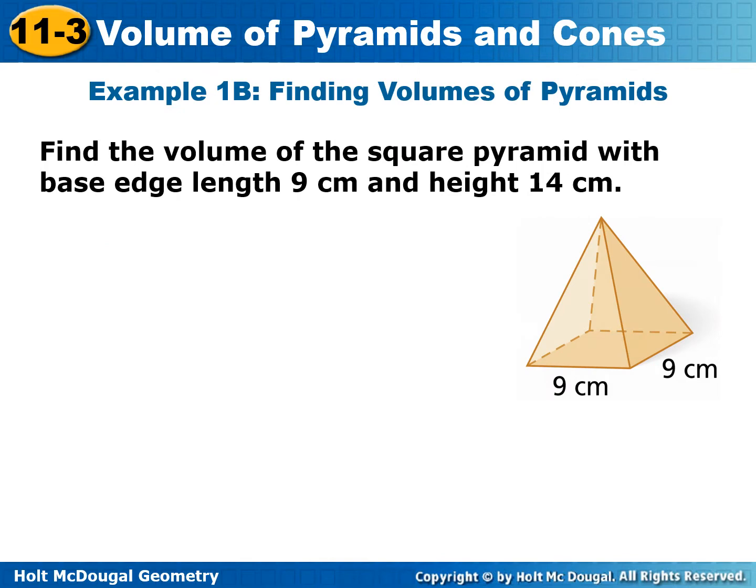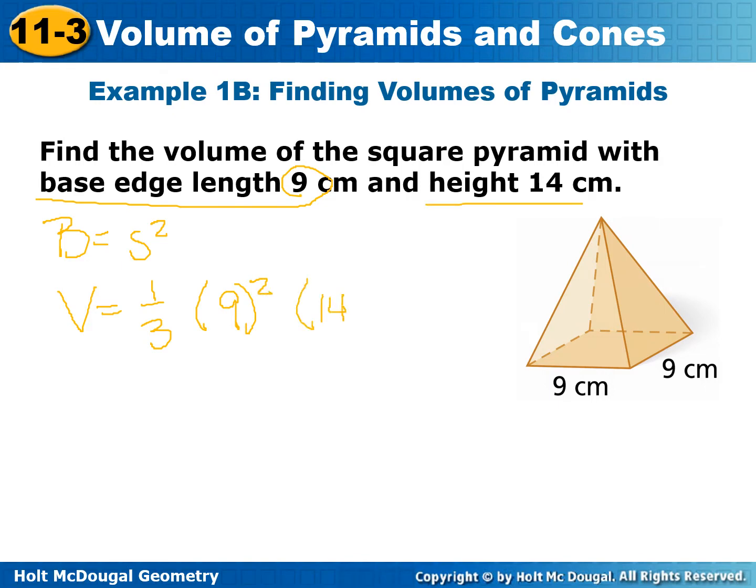So here's another example where we're finding the volume of a pyramid. This is a square pyramid, so our base is going to be side squared. The base edge is 9 centimeters. So for the volume, we're going to take 1/3 of the base, which is 9 squared, and we have a height of 14, so we multiply that by 14. When we put that into our calculator, we get the nice number of 378. And let's not forget our unit, which is centimeters, and because it's volume, it is cubed.